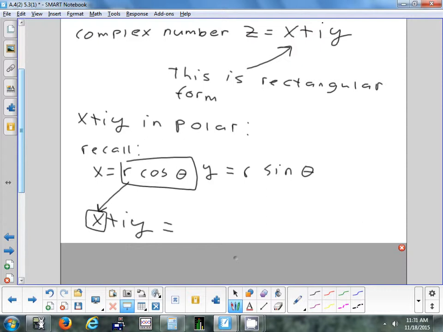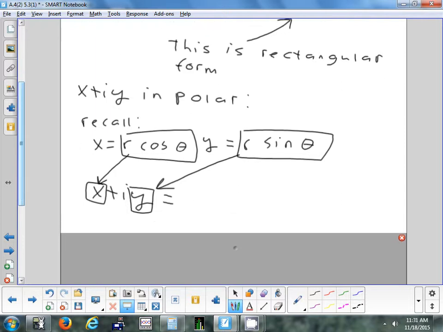I'm going to take r cosine theta and plug that in for x. I'm going to take r sine theta, that equals y, and fill that in for y. That's going to give me a complex number, but it's going to replace the x and the y, turning them into r's and thetas using the exact same formulas we already learned. Nothing new with formulas. So x is r cosine theta. Don't forget your i. And y is r sine theta.